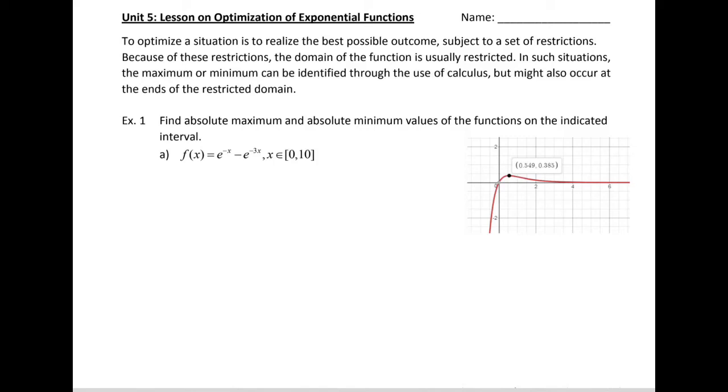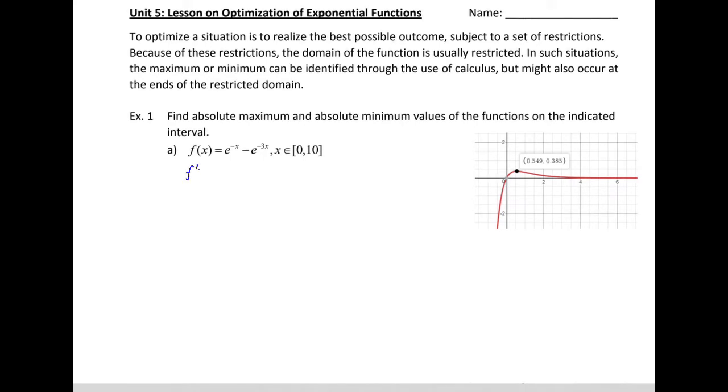This lesson, we're going to learn how to do optimization that involves exponential functions. Example number 1, given f(x) is an exponential function, we want to find the absolute maximum and minimum values of the function on the indicated interval.